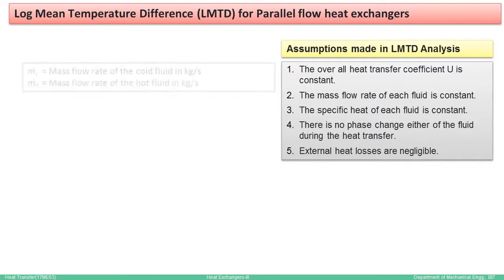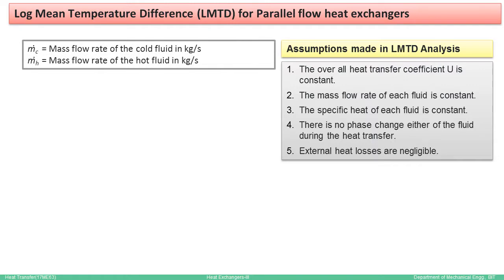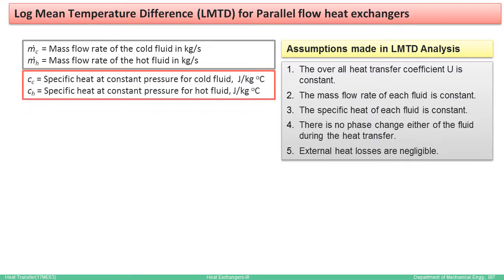So some of the terminology used in derivations are: m dot c is the mass flow rate of cold fluid in kg per second. Similarly, m dot h is the mass flow rate of the hot fluid in kg per second. Remember, these are the mass flow rates expressed in SI units, kg per second. Cc, or sometimes in textbooks written as Cpc, is the specific heat at constant pressure for cold fluid in joules per kg Kelvin or per kg degree Celsius, and Ch is specific heat at constant pressure for hot fluid in joule per kg degree Celsius.